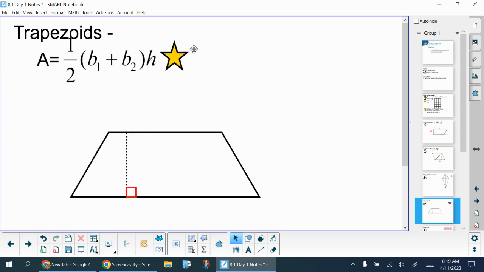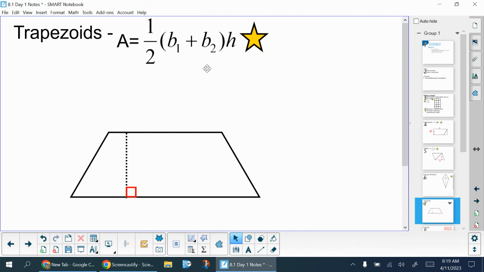Other shapes you've seen, trapezoids, you've probably seen this area formula even if you don't remember it. The area is 1/2 times the sum of the two bases times the height, which is a little bit weird. This is the only area formula really that we add together.